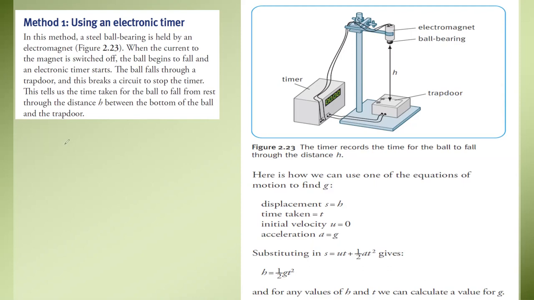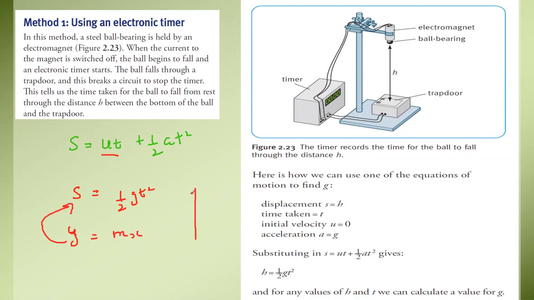So we repeat the procedure with different lengths, and we have this equation s = ut + ½at². The initial velocity is 0, so this whole term will be 0. So s = ½gt². I'll compare with the equation of a straight line, y = mx. On the y-axis, I will plot the displacement. On the x-axis, we'll have t square. So what will be the gradient of this line? The gradient is half g, or gradient times 2 is equal to g.